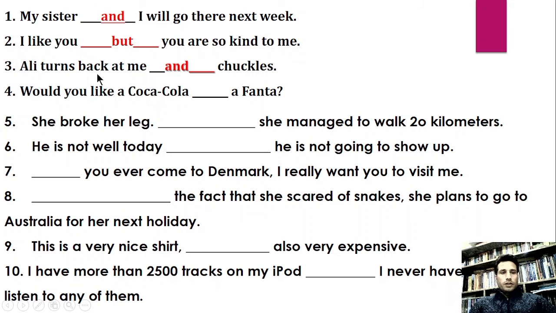Next, we have a simple activity here. We are supposed to fill in the blanks with accurate or suitable conjunctions. My sister and I will go there next week. So here and is required. I like you, but you are so kind to me. Okay, but Ali turns back at me and chuckles. Okay, so and is required here. You are supposed to fill the rest of the blanks in order to practice this topic. That will help you in understanding the proper use of these conjunctions.